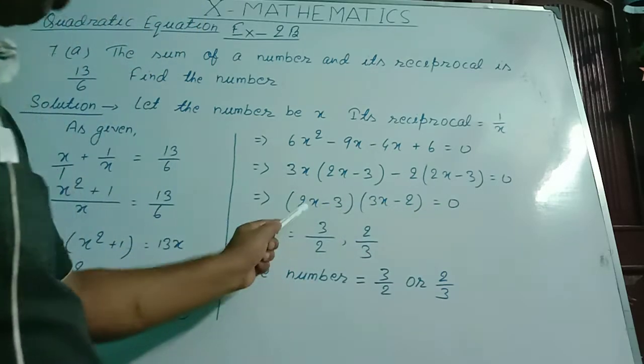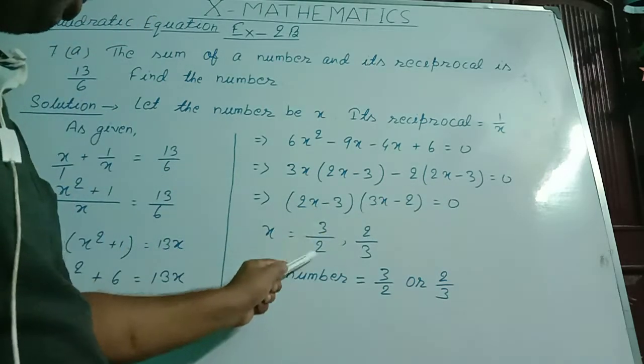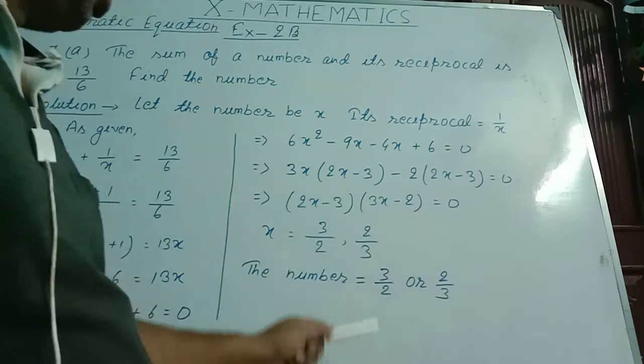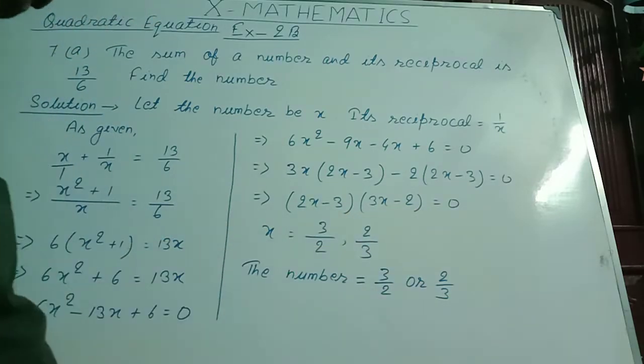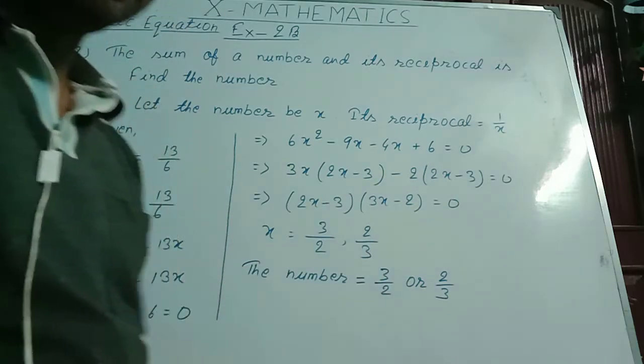Now our common factor is 2x minus 3, into this is left 3x minus 2, equal to 0. If 2x minus 3 equal to 0, then x equal to 3 by 2. And if 3x minus 2 equal to 0, then x equal to 2 by 3. So the number became 3 by 2 or 2 by 3.